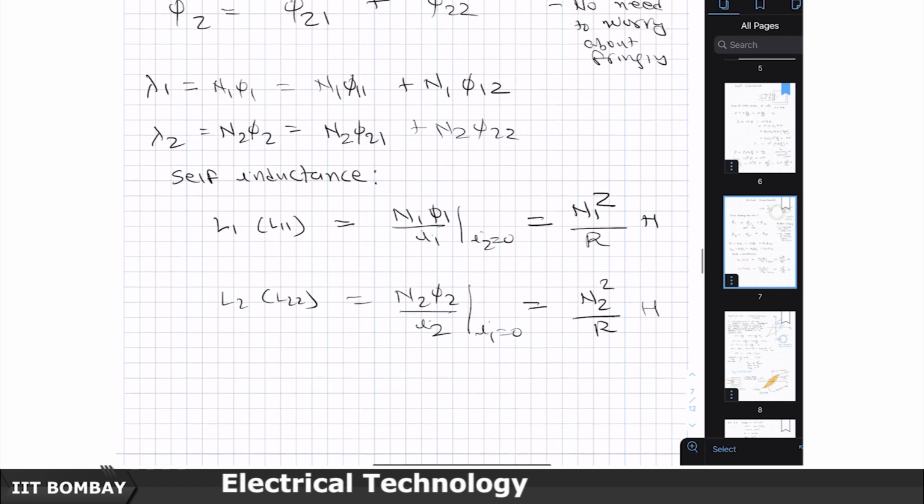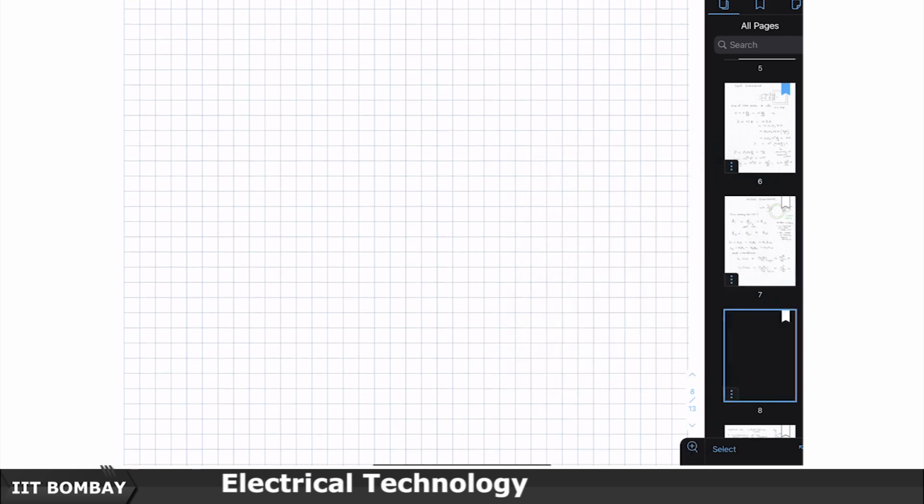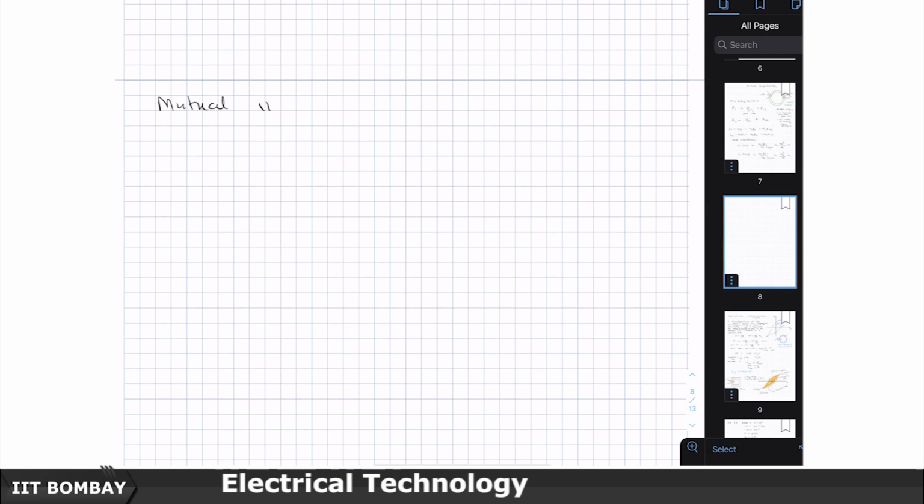Now let us come to what is a mutual inductance. I will define two mutual inductances, one M12 and another M21. The mutual inductance M12 is the flux linkages associated with the coil 1 due to current flowing only in the coil 2. So what we have done is open circuit the coil 1, so I1 is set to 0, and the cause is coil 2, a current I2 flowing through the coil 2.